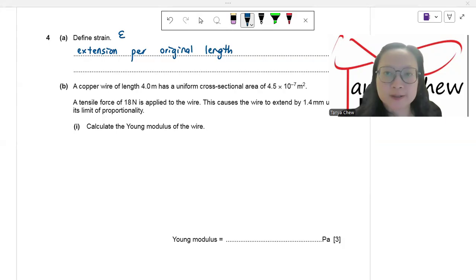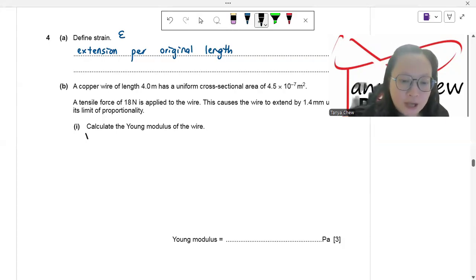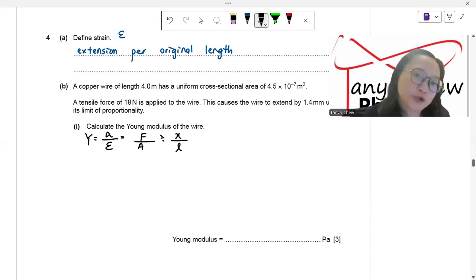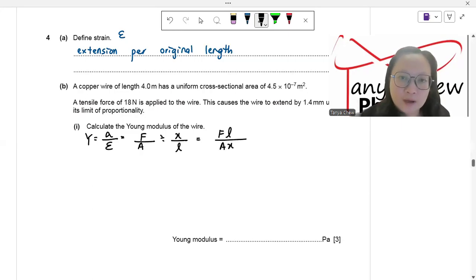So Young modulus, how do you calculate? Young modulus is equal to stress over strain. Stress is equal to force over area. Divide strain, extension over original length. So when you modify it, it becomes FL over AX.